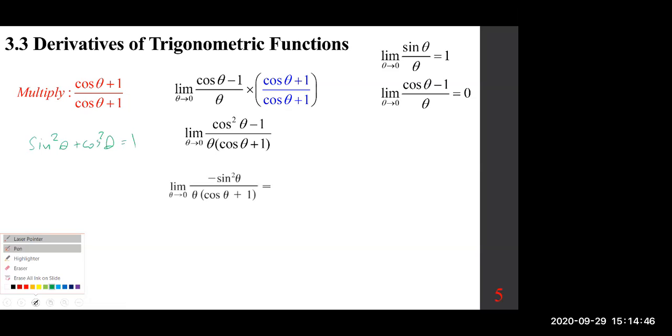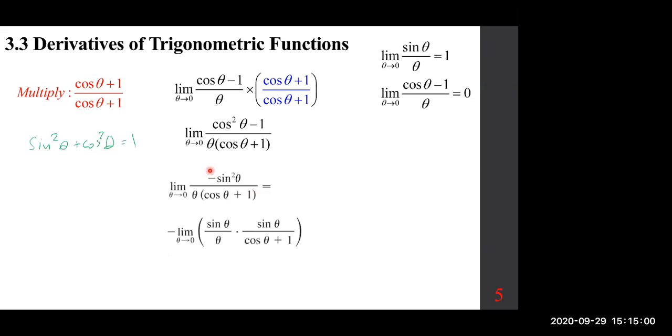So let's see what we do now. We cut this using the limit clause into 3 pieces. We take the negative out, and the numerator, we're going to say sine times sine, and the denominator is theta times the parentheses. So we make up 3 pieces: negative, sine theta over theta, and sine theta over cosine theta plus 1. The negative remains. Limit for this part times limit for this part. We're using the limit clause.